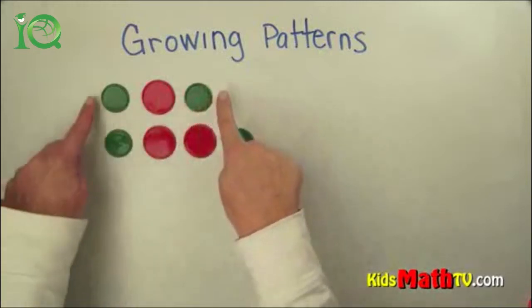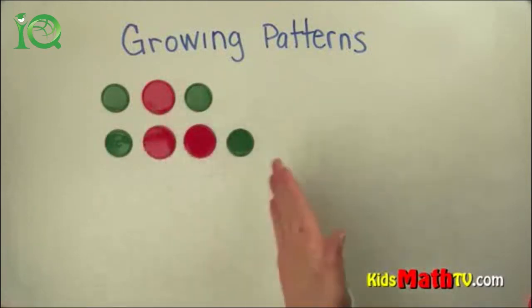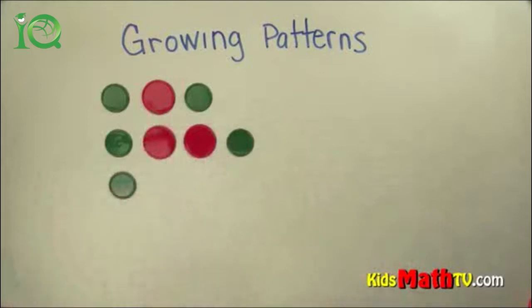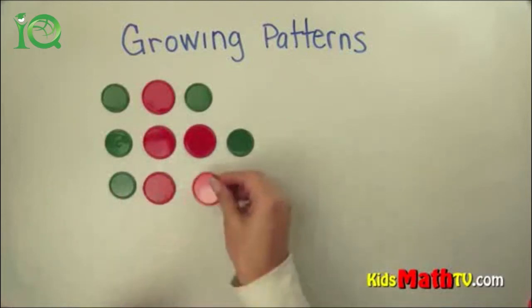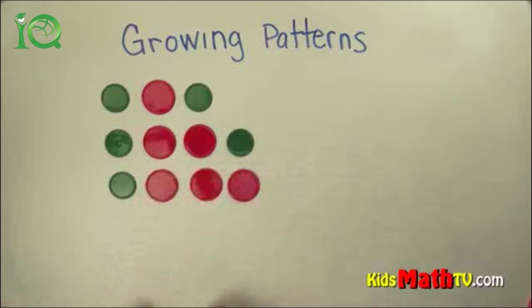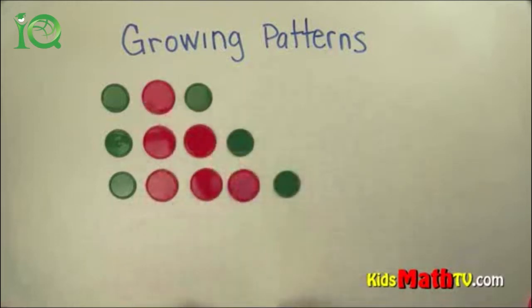The green is staying the same, one green on the ends, but the red is actually increasing or growing by one. So the next pattern would be the green, and then red, red, but it has to grow, so I'm going to put another red and then a green. So the red is actually growing by one.